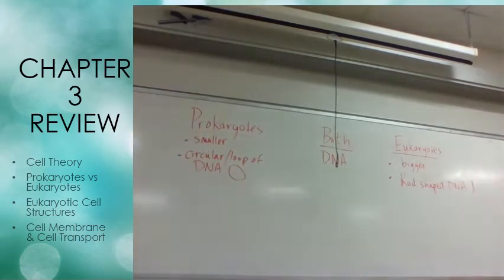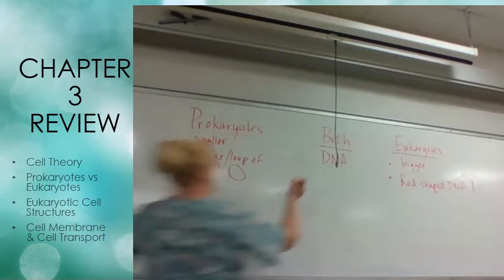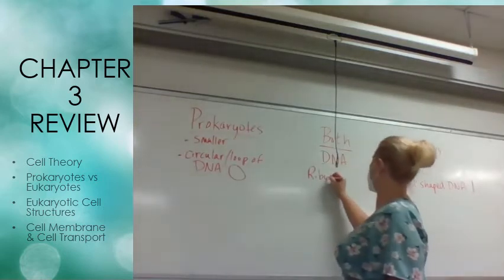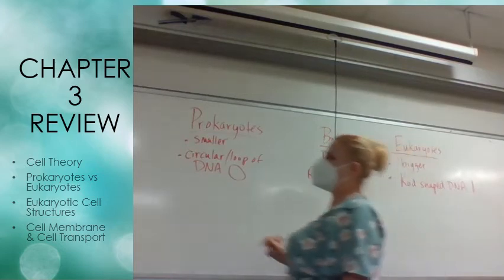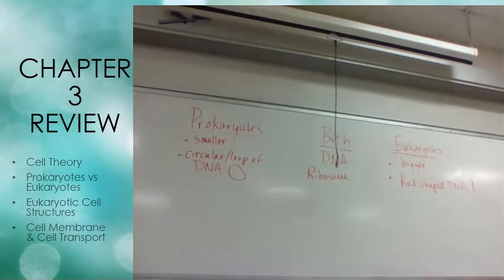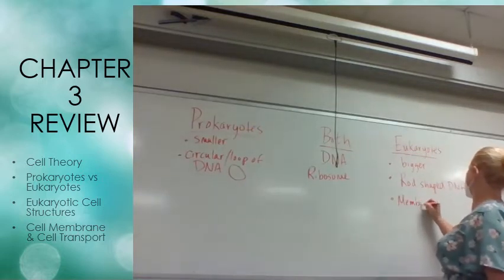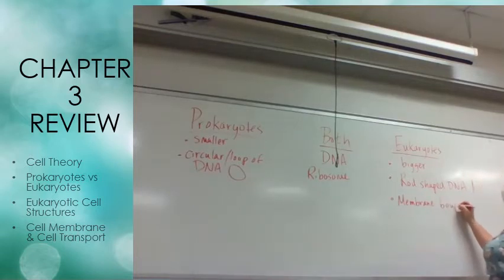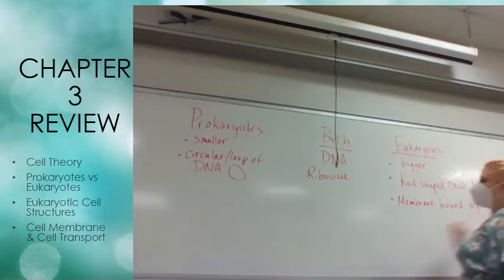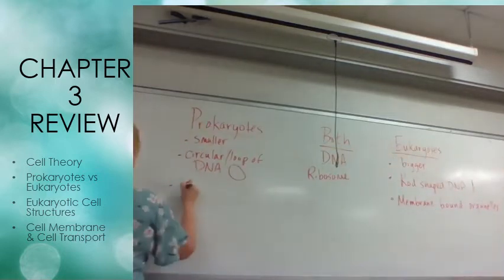Okay. Which type of cell has ribosomes? Both. Tried to trick you. Ribosomes. Which one has membrane-bound organelles? Eukaryotes. Membrane-bound organelles. So then this one has no membrane-bound organelles.